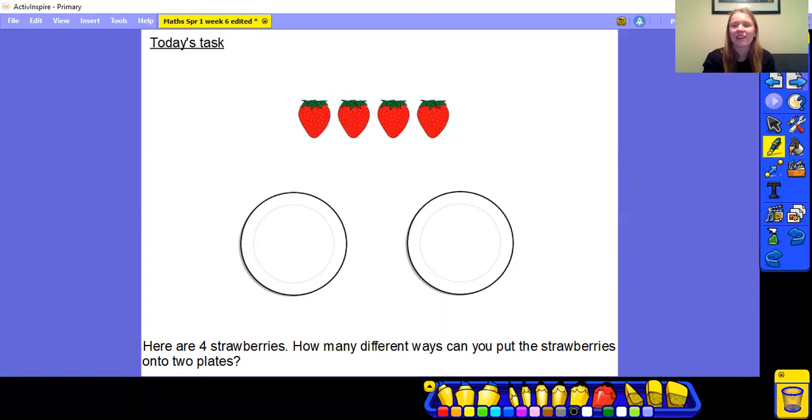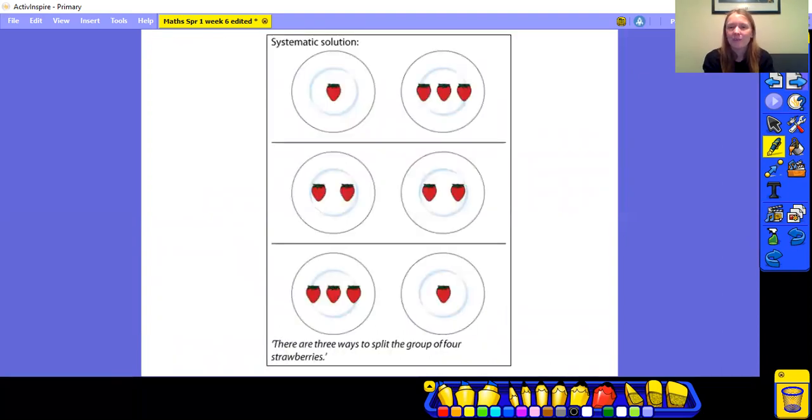Okay, make sure you've had a go first before you look at the answers. Let's have a look at them together. Here we are. There are 3 different ways that you can split the group of 4 strawberries. You could have 1 on the first plate and 3 on the second plate. You could have 2 on 1 plate and 2 on the other plate. Or you could have 3 on the first plate and 1 on the second plate. Well done if you found all of those different ways.